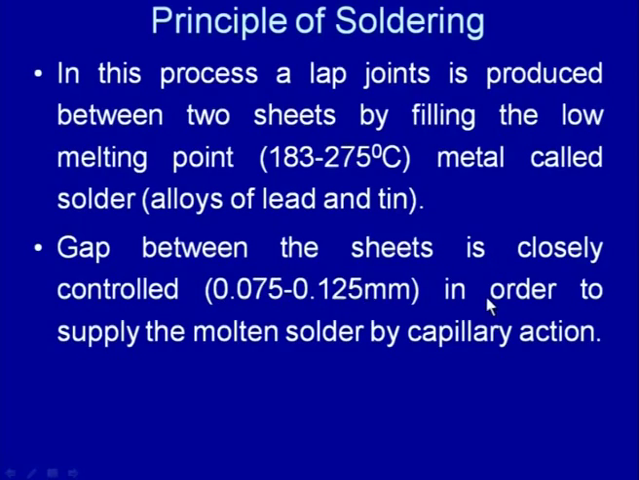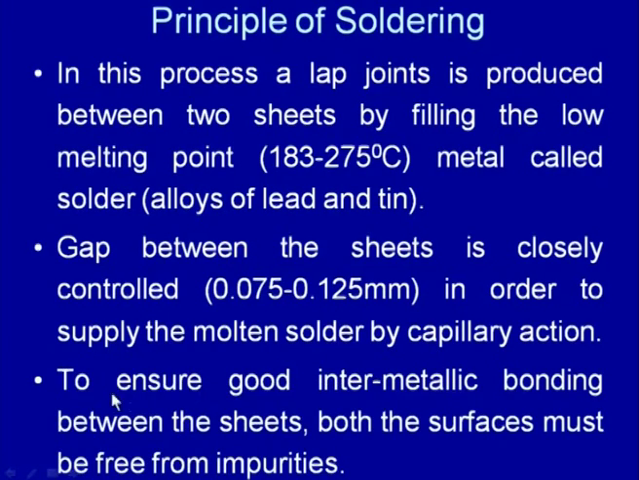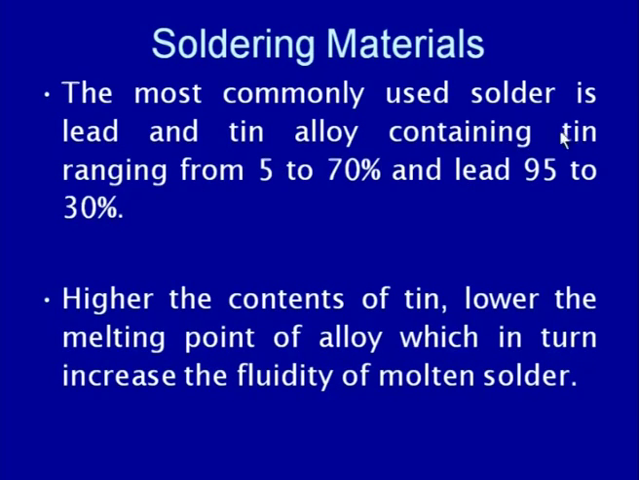The gap between the sheets is closely controlled in this range in order to supply the molten solder by capillary action, and to ensure good intermetallic bonding between the plates or the sheets, both surfaces must be free from impurities. The solder materials which are commonly used are the lead and tin alloys containing tin from 5 to 70%, and the lead can vary from 95 to 30%.